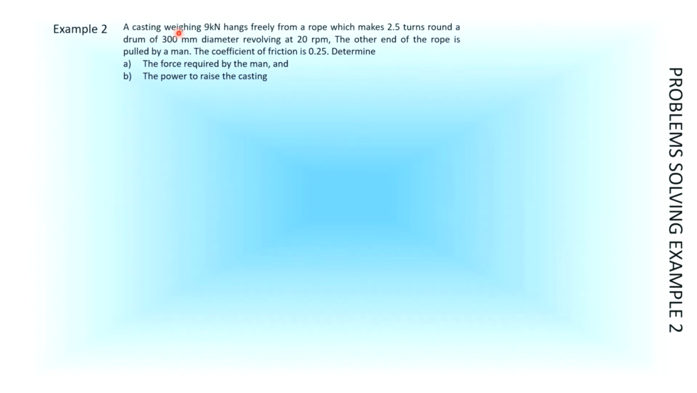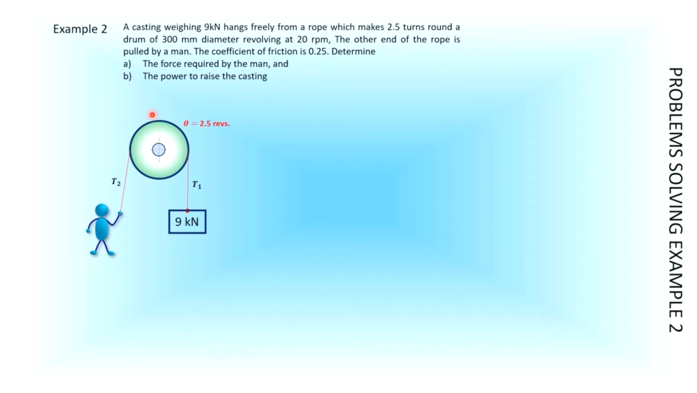A casting weighing 9 kilonewton, the weight is in Newton, not in kg, hangs freely from a rope which makes 2.5 turns round a drum of 300 millimeter diameter, revolving at 20 revolutions per minute. The other end of the rope is pulled by a man. The coefficient of friction is 0.25. Find the force required by the man and the power to raise the casting.